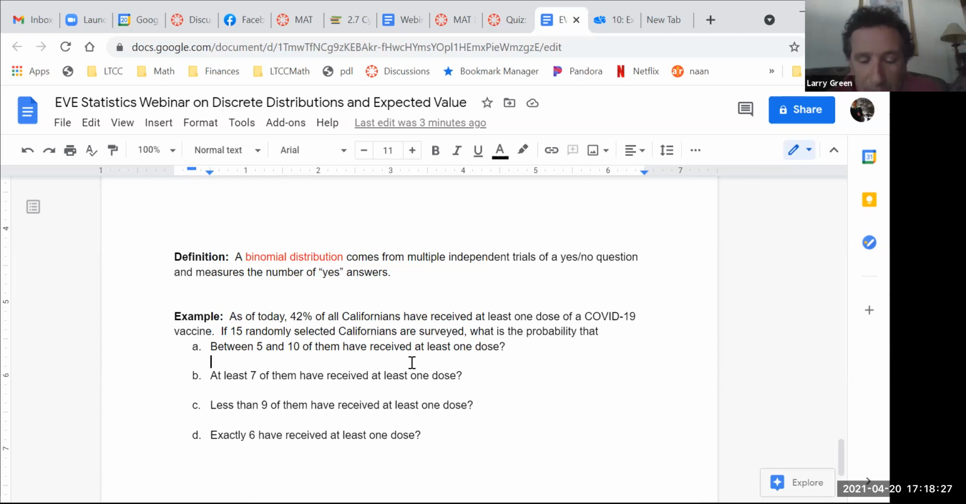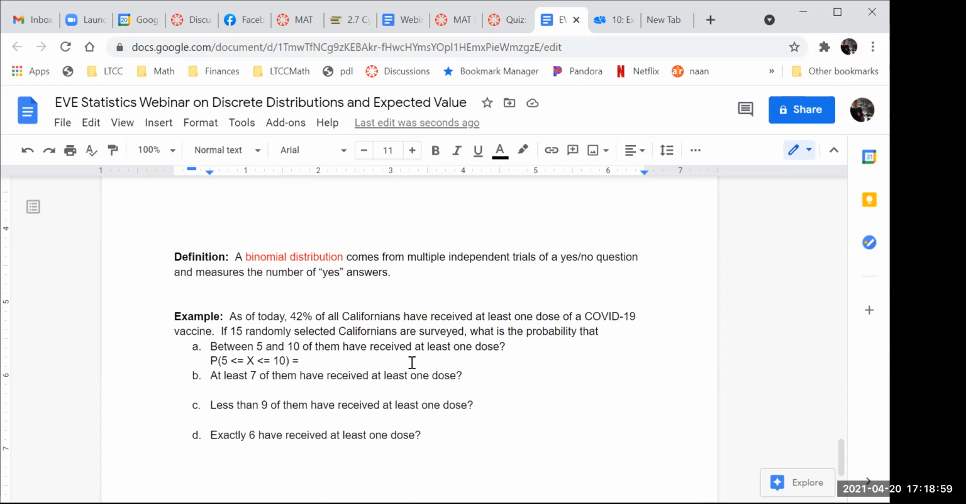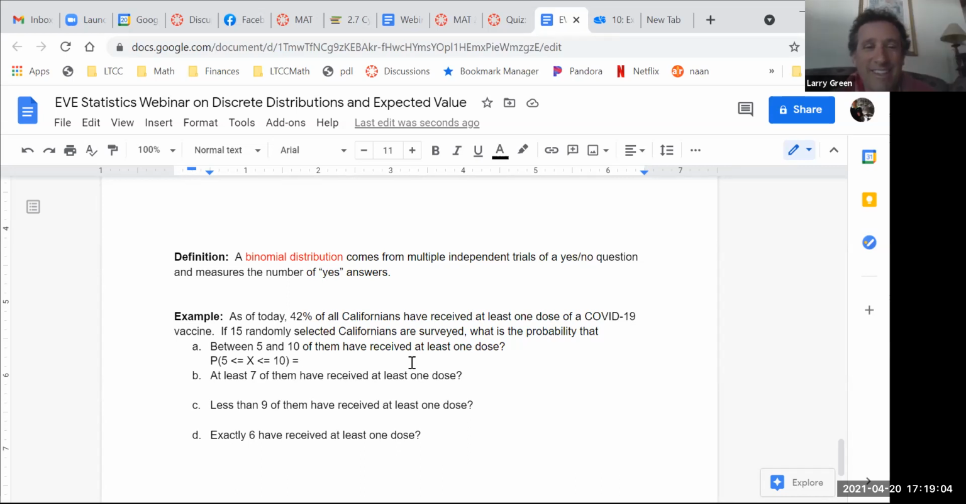So we want the probability that 5 is less than or equal to x, less than or equal to 10. And that's what we're interested in. Any questions on that? All right, so now, hopefully you're used to this. How do you think we're going to figure this out? Figure out the expected value? No, it's much easier than that. What do we usually do at this point?